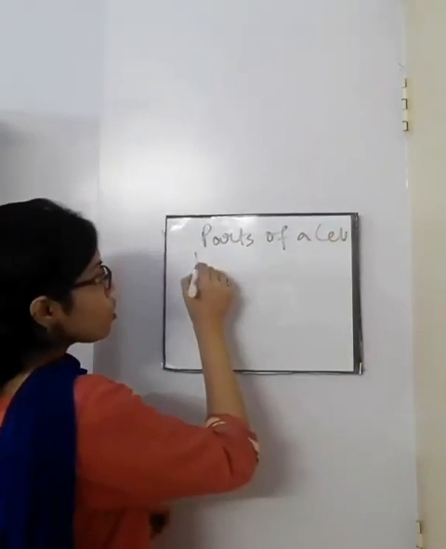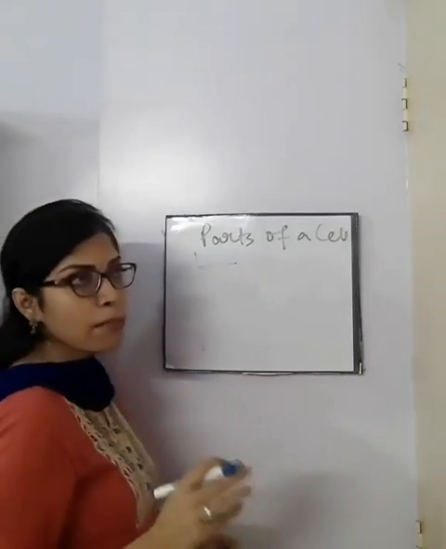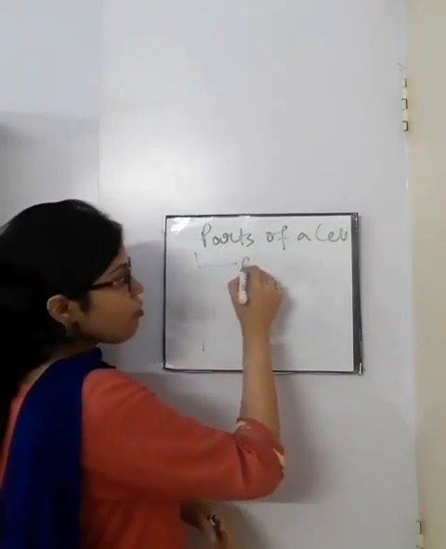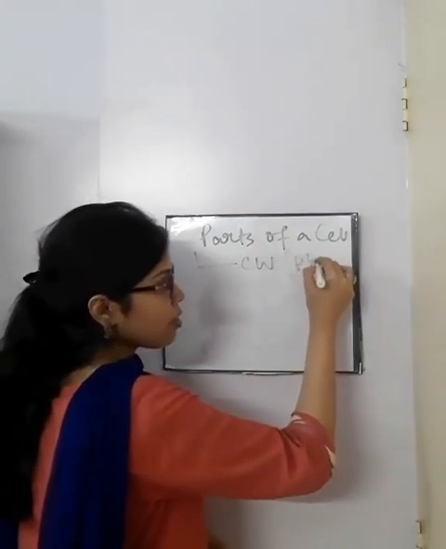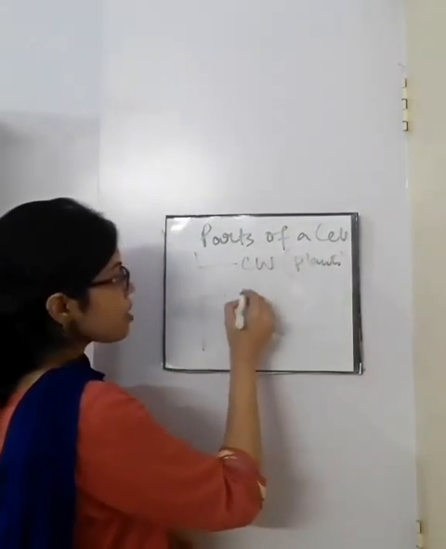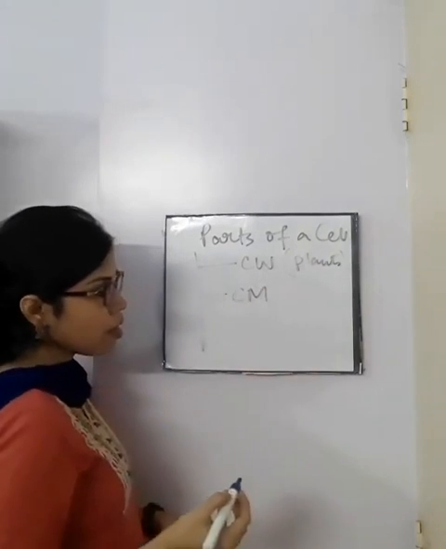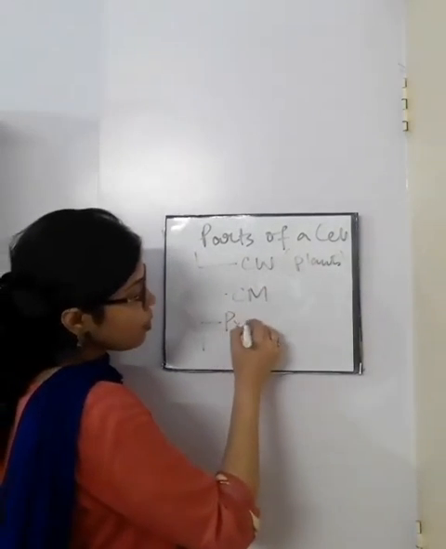So the three main parts of a cell are: first one is the cell wall, which is only found in case of plants. Next is the cell membrane, and lastly protoplasm.